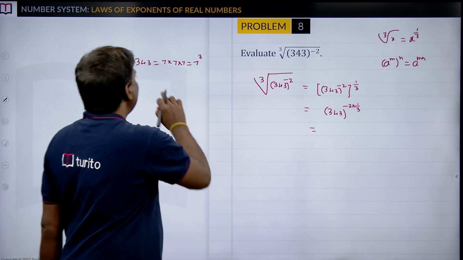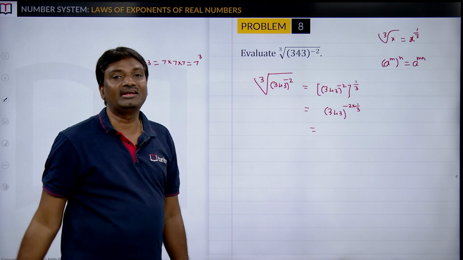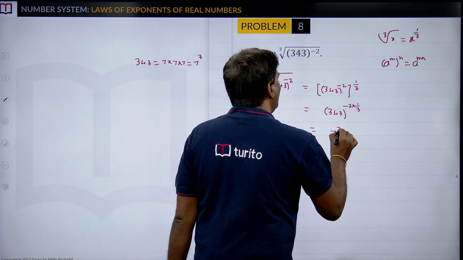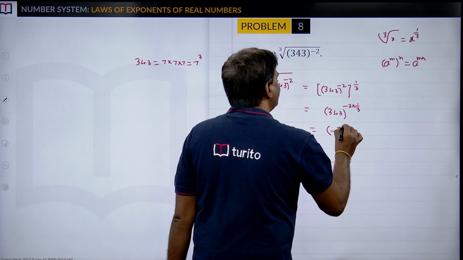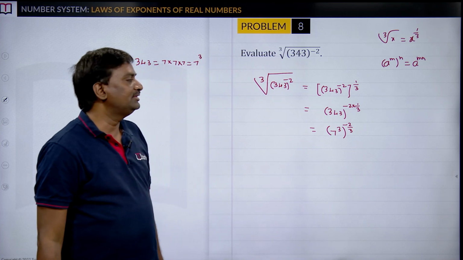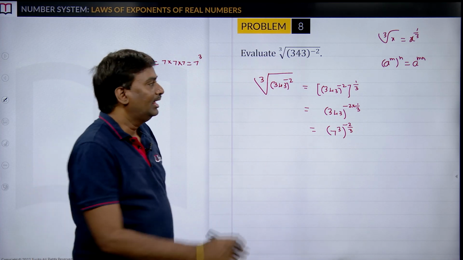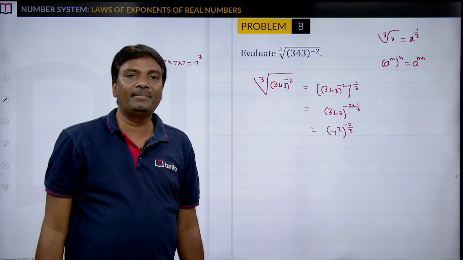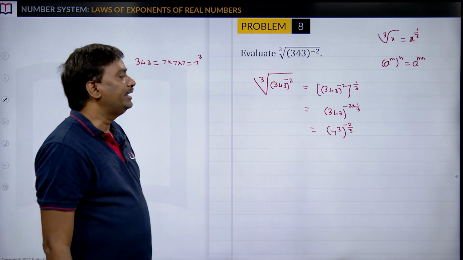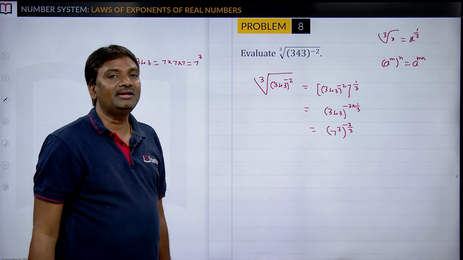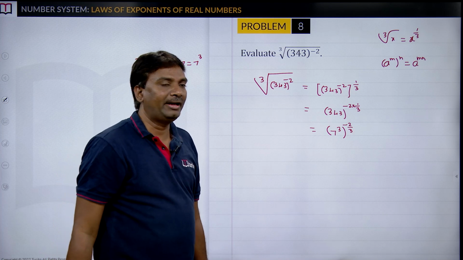Again 343 can be written as 7 cube. So 7 cube power minus 2 by 3. Minus 2 into 1 by 3 is minus 2 by 3. Again by applying the same formula, a power m whole power n equal to a power mn, so what will you get? 3 into minus 2 by 3.